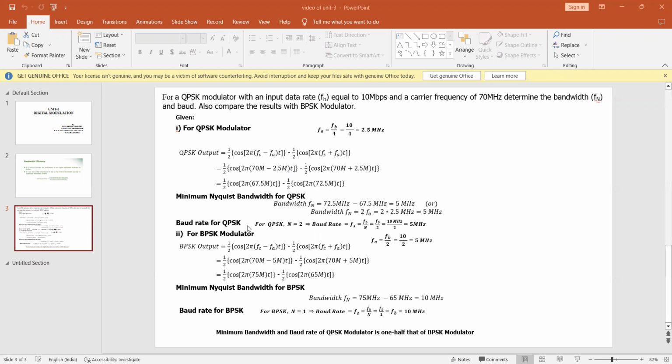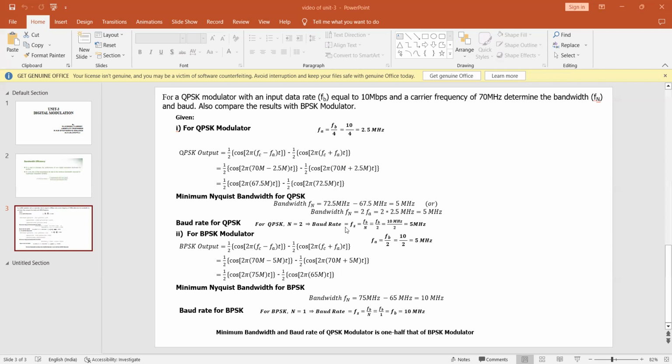Next, we calculate the baud rate of QPSK. Baud rate is nothing but the number of signal changes, or number of signals per second. For QPSK, N is equal to 2. Why do we take N equal to 2? Because at the input of the modulator we take Q and I, so 2 inputs, 2 bits are taken as input. So we take N equal to 2.